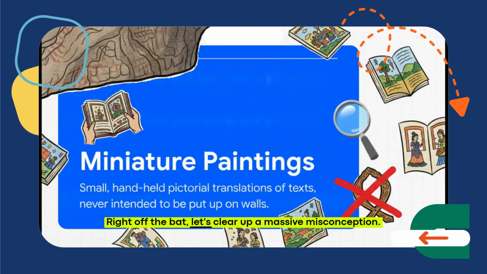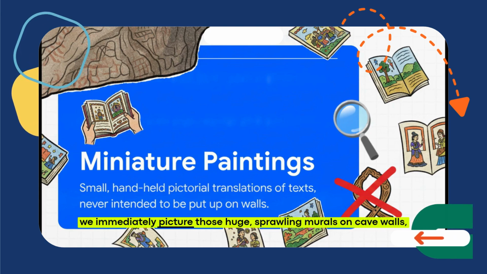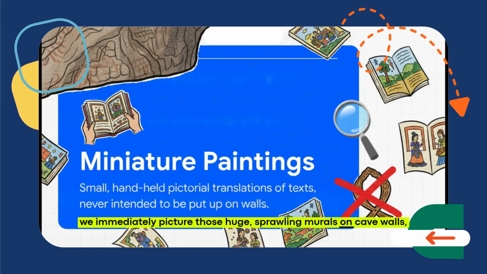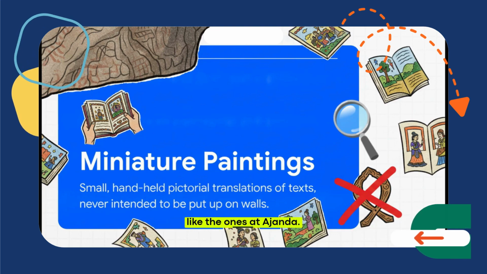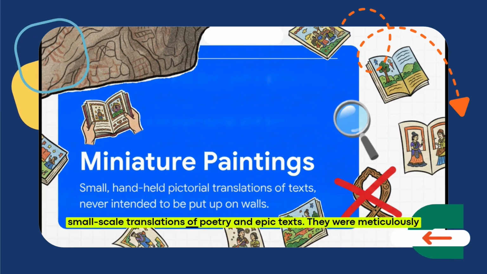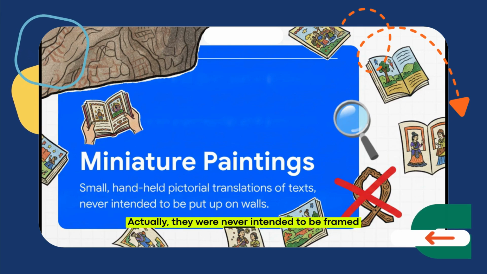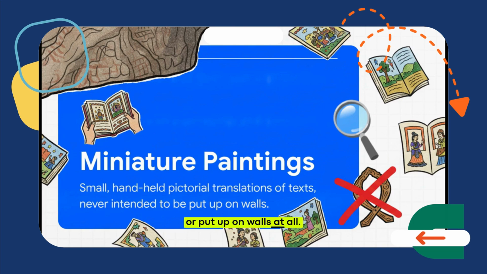Right off the bat, let's clear up a massive misconception. When a lot of us think of ancient Indian art, we immediately picture those huge, sprawling murals on cave walls, like the ones at Ajanta. But miniature paintings were a completely different beast. They were intimate, handheld, small-scale translations of poetry and epic texts. They were meticulously crafted to be viewed up close, held right in your hands. Actually, they were never intended to be framed or put up on walls at all.